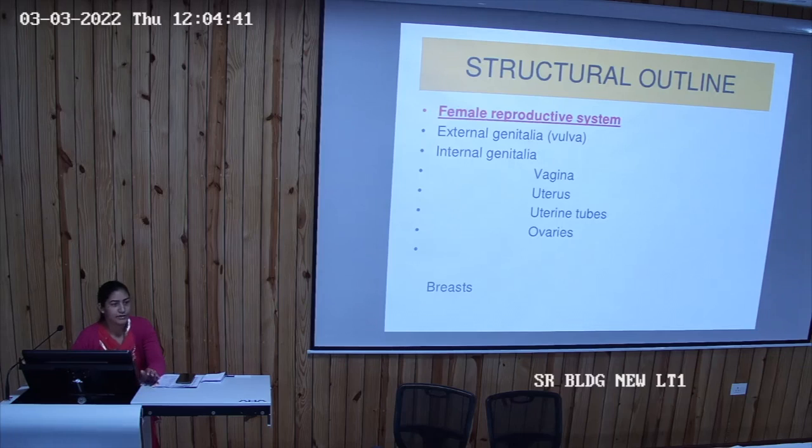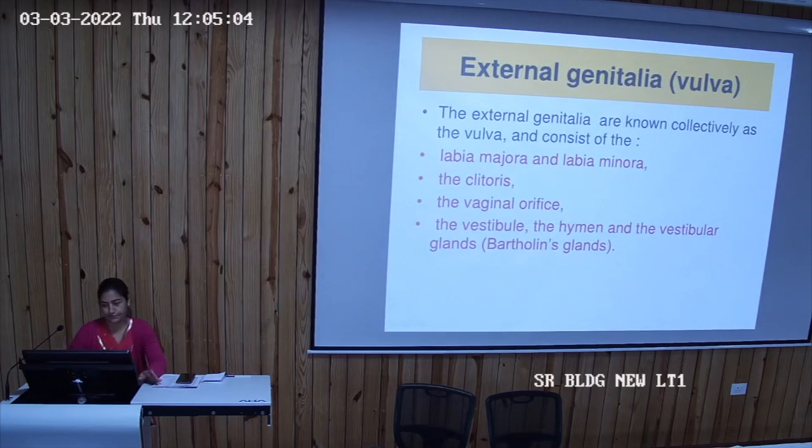So in the female reproductive system, the external genitalia collectively are called the vulva. The external genitalia are divided into different parts, but one common word that can be used is the vulva. Then you have the internal genitalia: you all know it is the vagina, uterus, fallopian tubes or uterine tubes, ovaries, and the mammary glands or the breast.